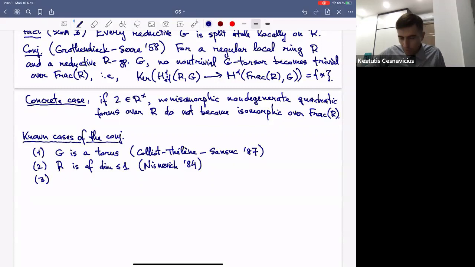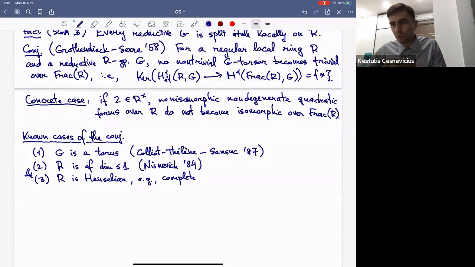Okay, now the case when R is of dimension one in fact implies another fairly general case when R is Henselian, for example, complete. And the reduction is not that difficult. If R is Henselian, one just chooses a prime of height one. The localization of R at that height one prime is a discrete valuation ring, and the quotient by the prime is again a Henselian regular local ring of dimension one less, and one inducts by dimension.